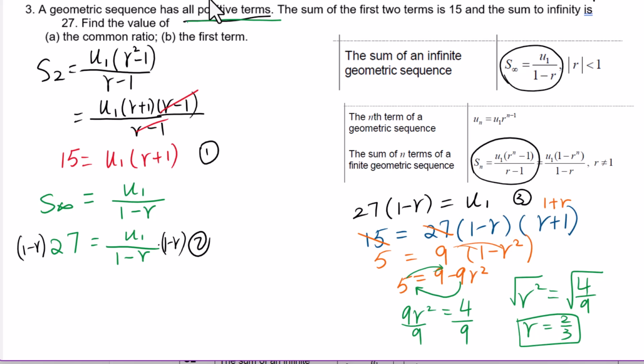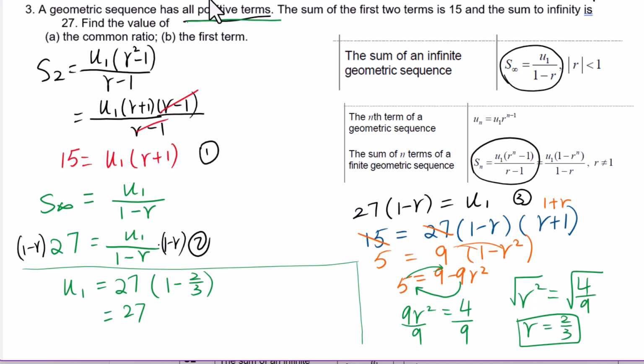Then we need to plug back in for u sub 1. u sub 1 equals 27 times (1 minus 2 over 3) equals 27 times 1 over 3 equals 9. So u sub 1 equals 9 and r equals 2 over 3 are the solutions to question 3.